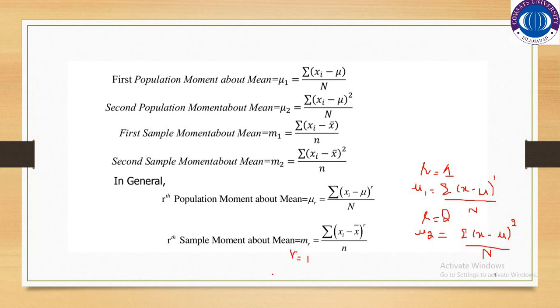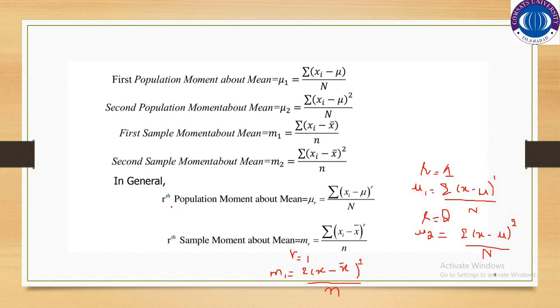By substituting r is equal to 1, you will get the first sample moment about the mean, which is m1, equal to summation x minus x bar over n. And here we will have the small n, as we are talking about the sample moment about the mean. Similarly, you can get the second sample moment about the mean by substituting r is equal to 2, which is obviously the variance, and by substituting r is equal to 3 we will get the third moment, and by substituting r is equal to 4 the fourth moment. So these are the population moments about the mean and the sample moments about the mean.